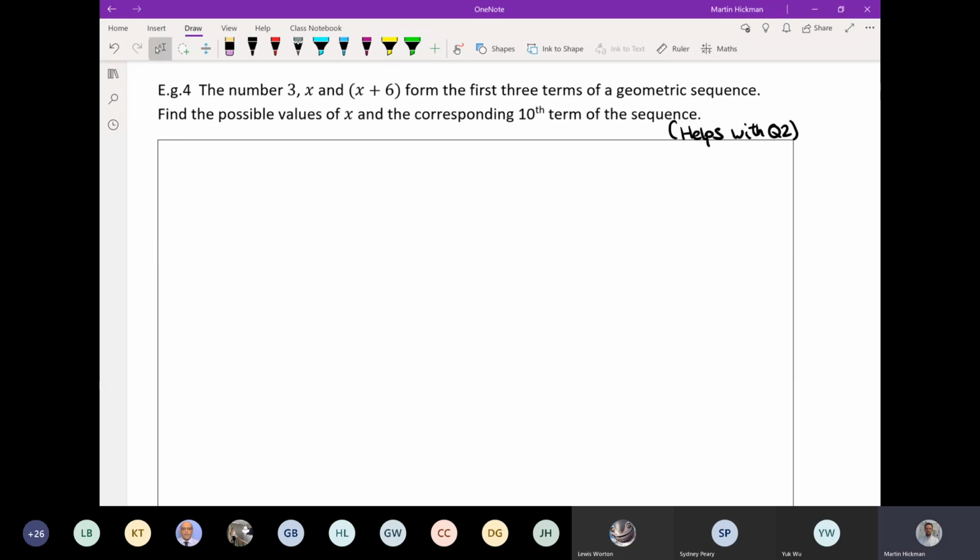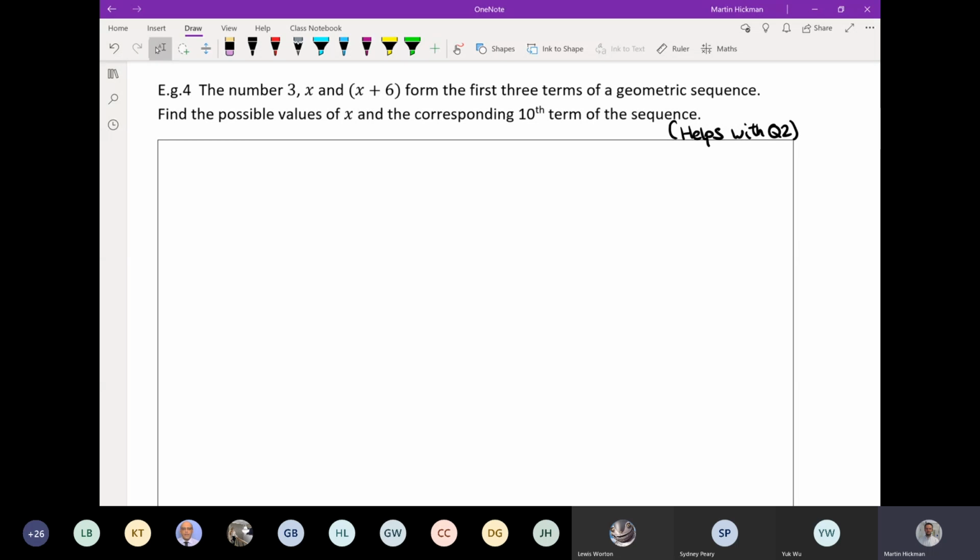Okay, so example 4, and now this one's going to help you with question 2 in the assignment that we want to see the evidence of the questions that you've done. So you're given that number 3, x, and x plus 6 form the first 3 terms of a geometric sequence. This geometric sequence goes 3, x, x plus 6. Find the possible values of x and the corresponding 10th term of the sequence.